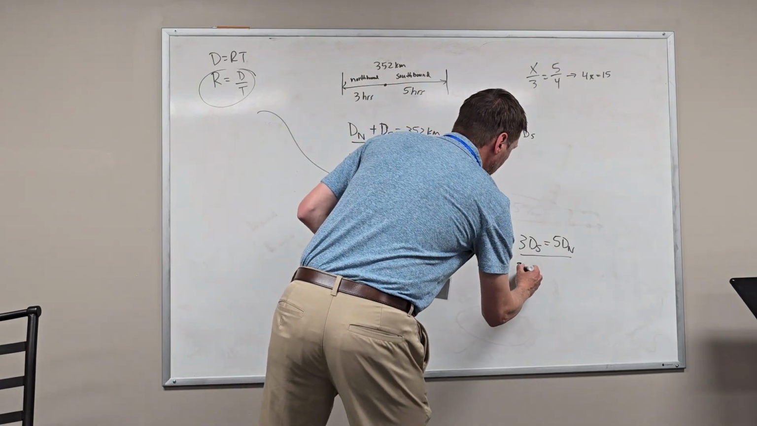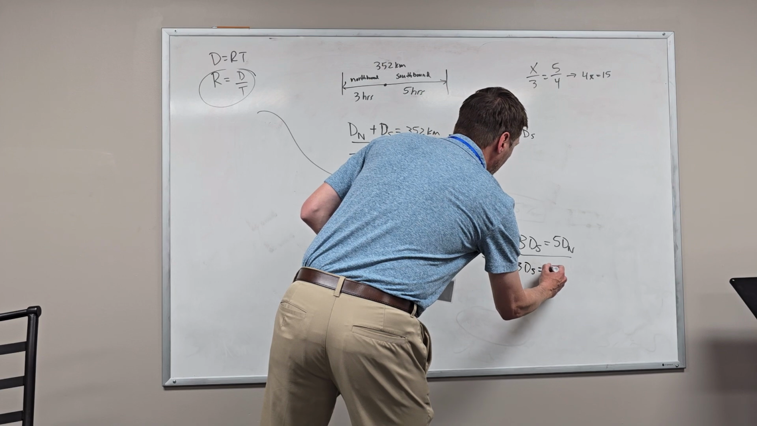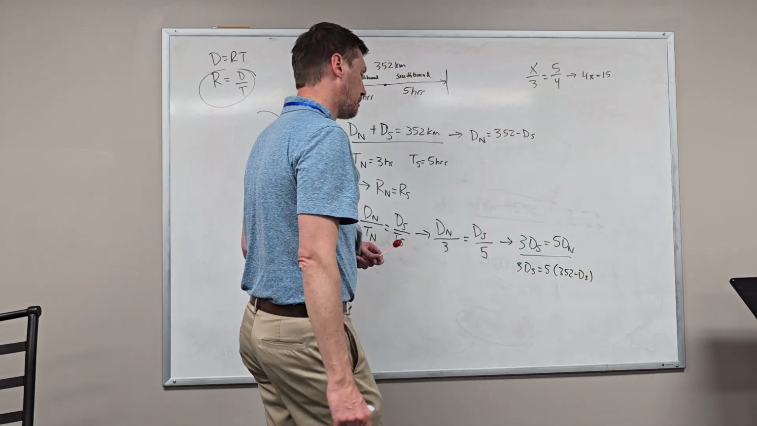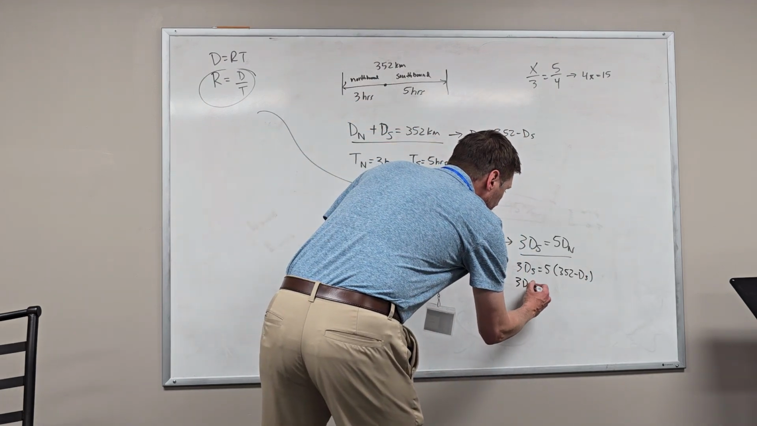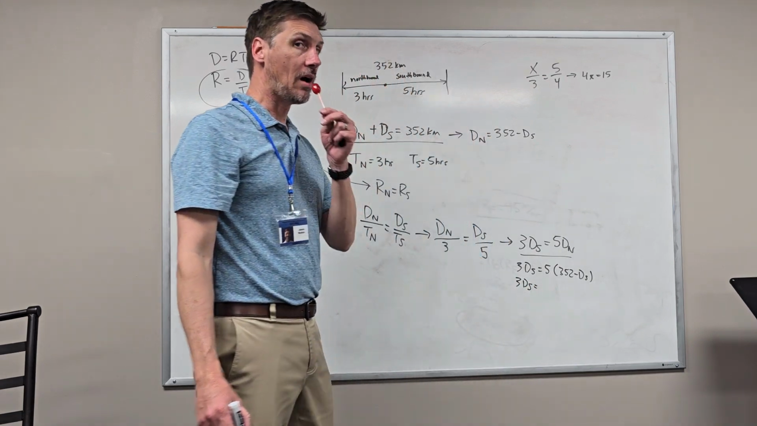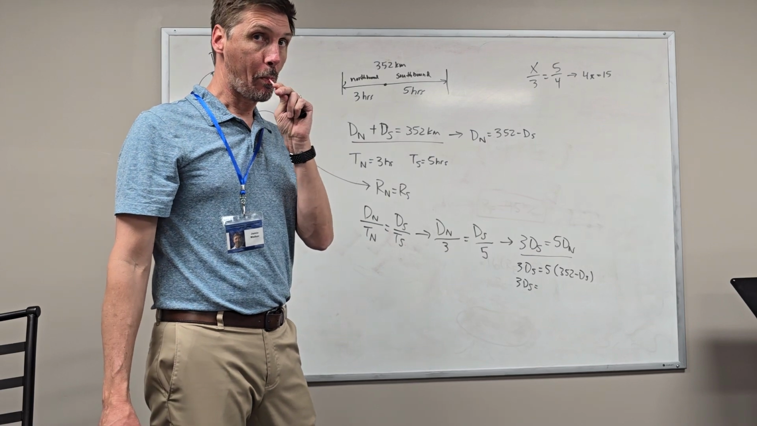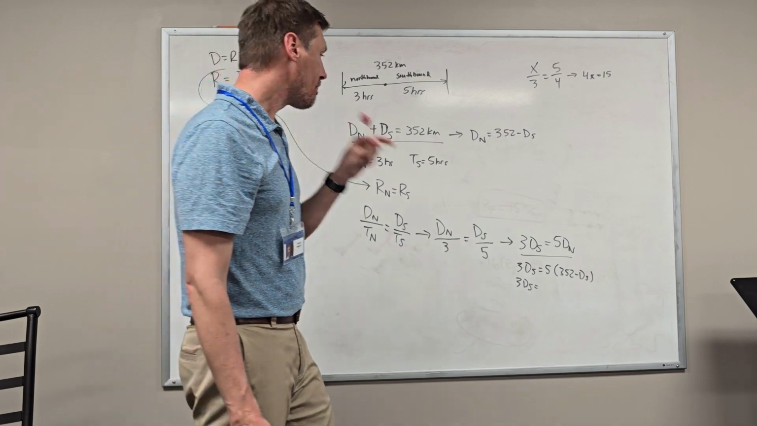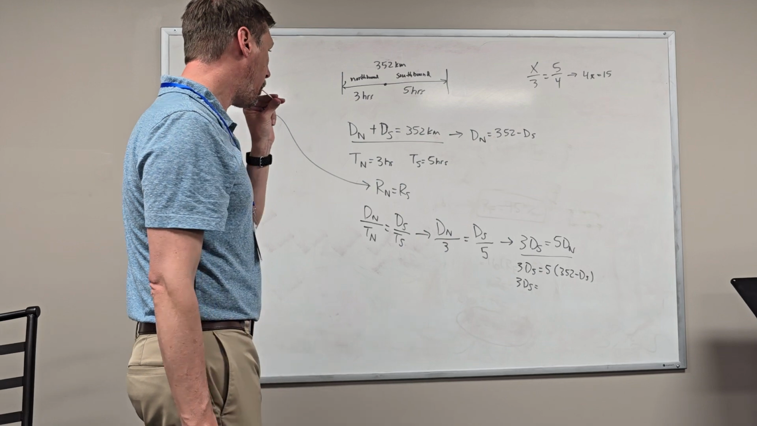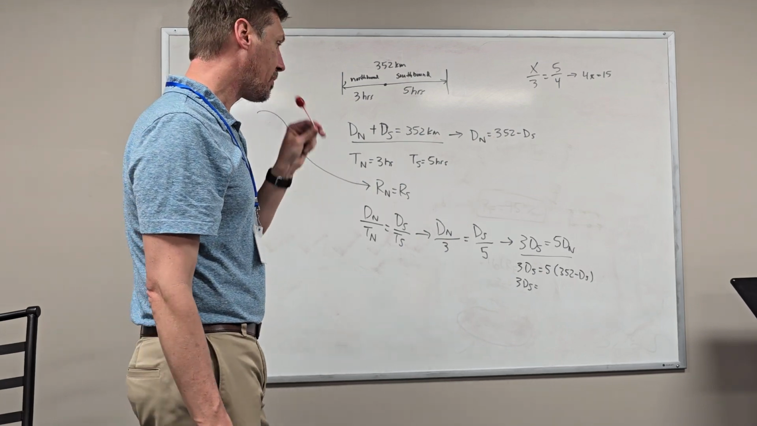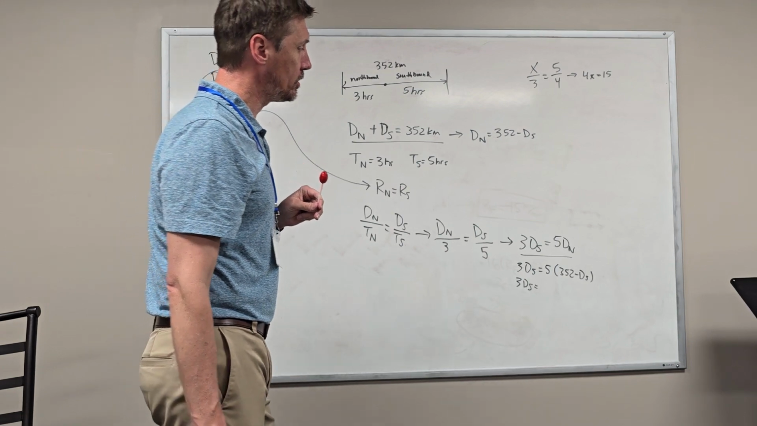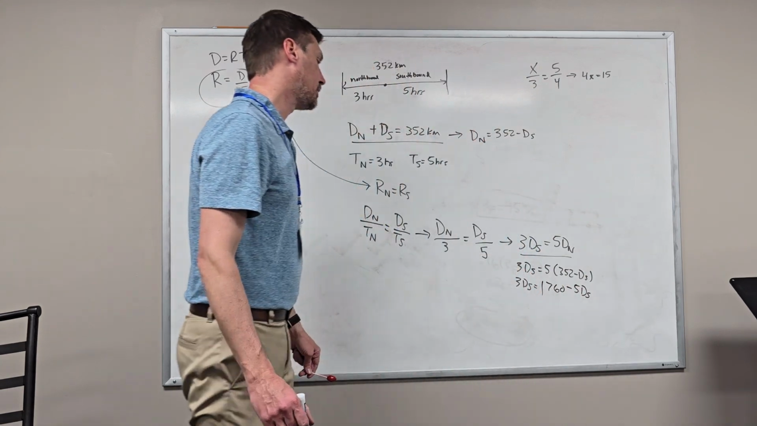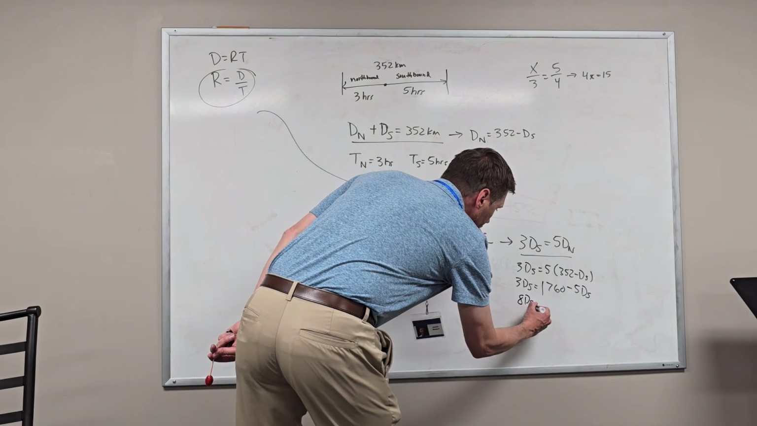So 3ds is equal to 5 times dn, which is 352 minus ds. All right? So we multiply the 5 through, 3ds is equal to, oh man, what's 5 times 352? I have no idea. Where's your calculator? 5 times 352 is 1,760. So 3ds is equal to 1,760 minus 5ds. All right, we'll move the 5ds over, so we have 8ds is equal to 1,760.